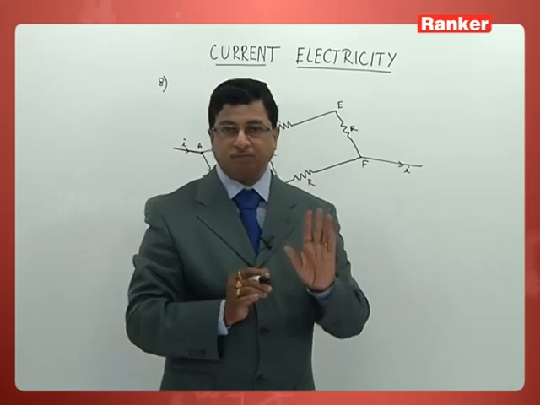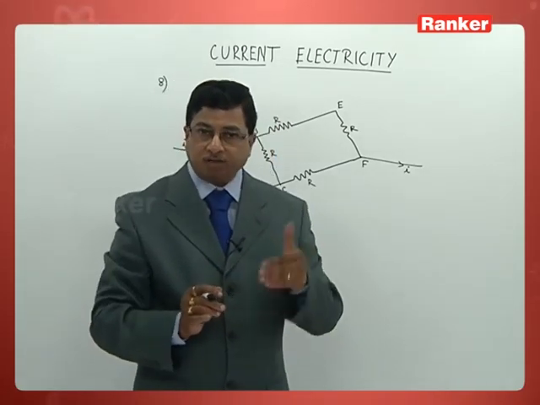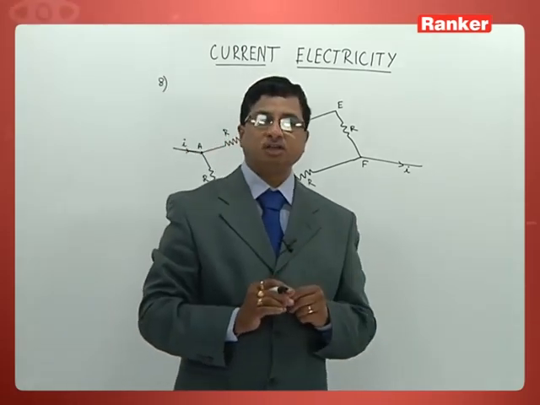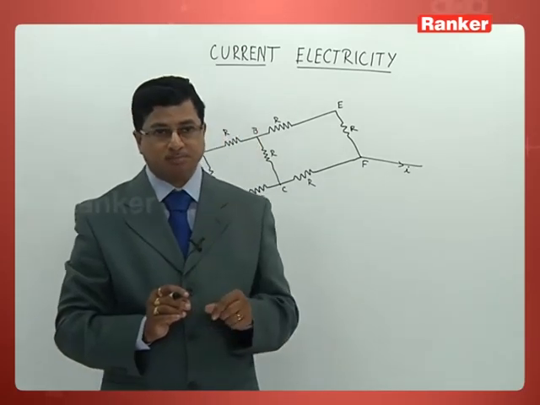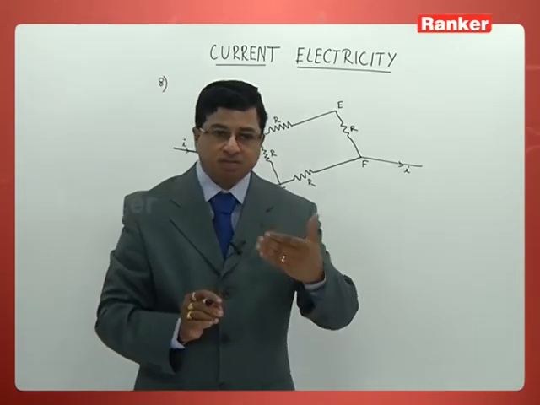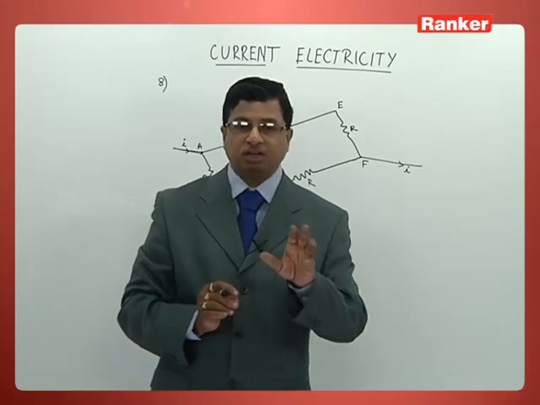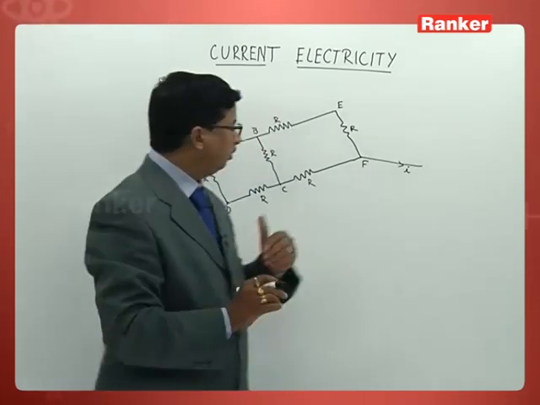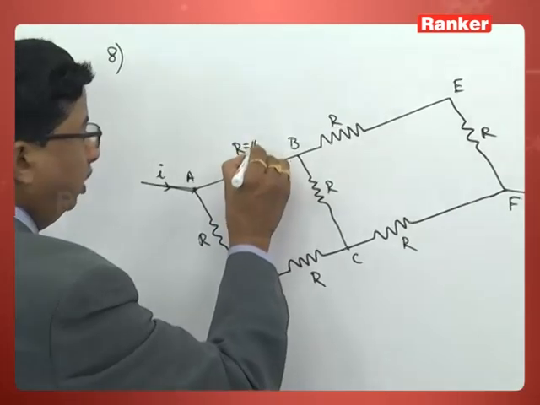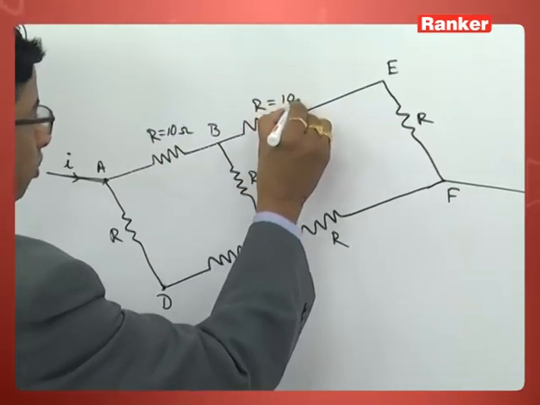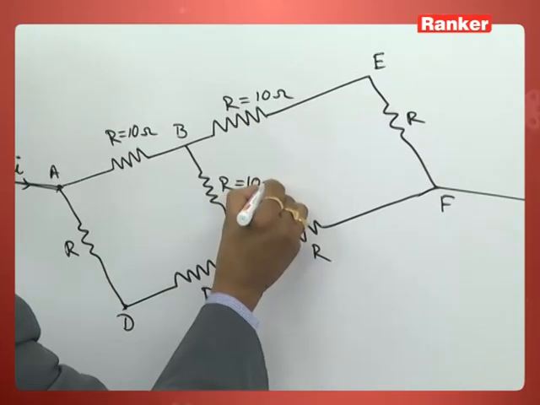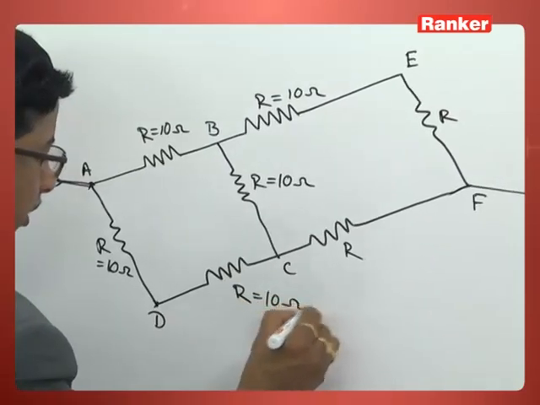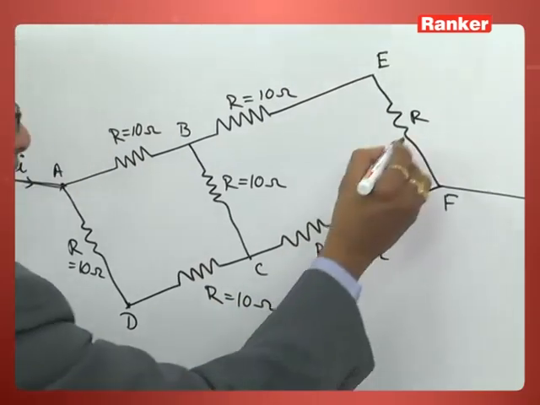I by 5 is the first option. 2I by 5 the second option. 3I by 5 the third option. 4I by 5 the fourth option. Out of them, the second option is correct. 2I by 5 is the corresponding answer for this question. But how come? First of all, understand this is 10 ohm given. This is 10 ohm given. This is given as 10 ohm. Even this also is 10. Here 10. Here 10. Here also 10 ohm.